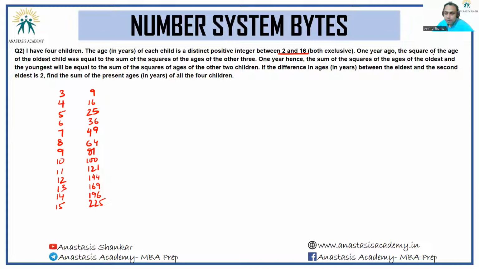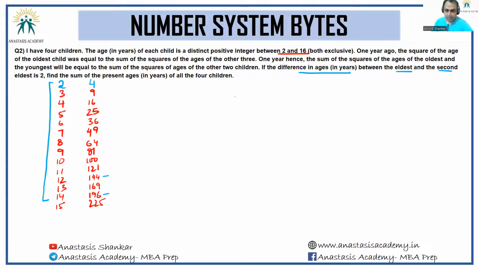We are told 1 year ago, the square of the age of the oldest child was equal to the sum of squares of the ages of the other 3. When we are looking at 1 year ago, the ages under consideration would lie in the range 2 to 14, all inclusive, because if one kid is currently 3, 1 year back his age would have been 2. Additionally, we are told the difference in ages between the eldest and the second eldest is 2. So I'm checking all of these cases to see where the difference of the squares of the two numbers can be created as the sum of any 2 squares.